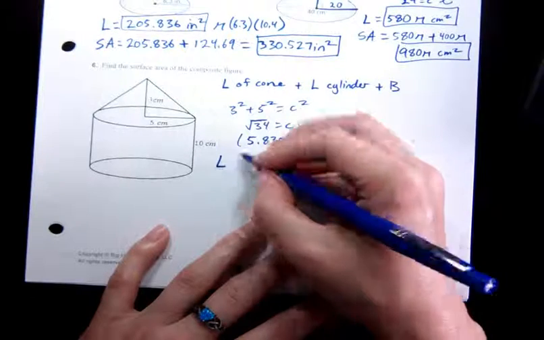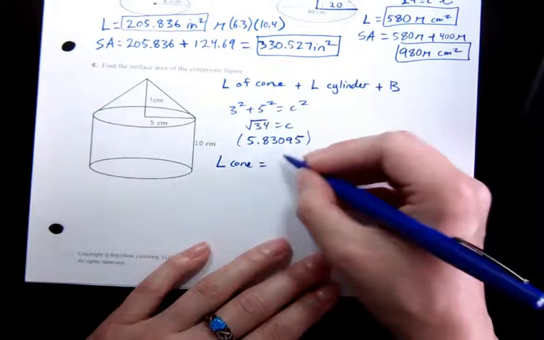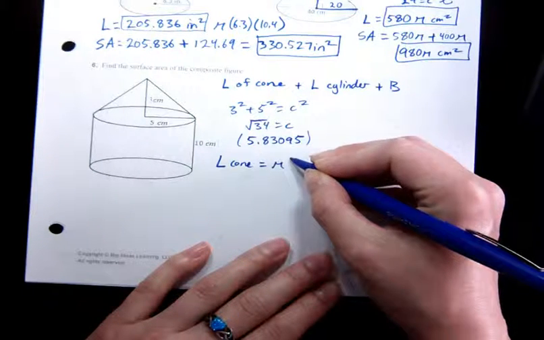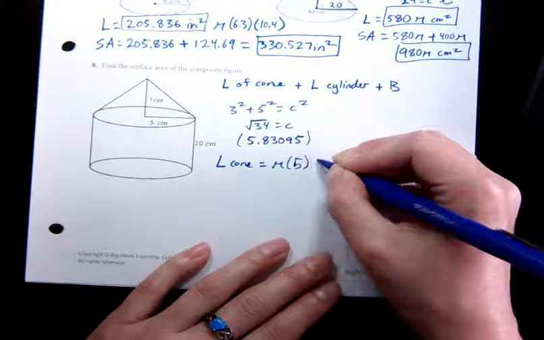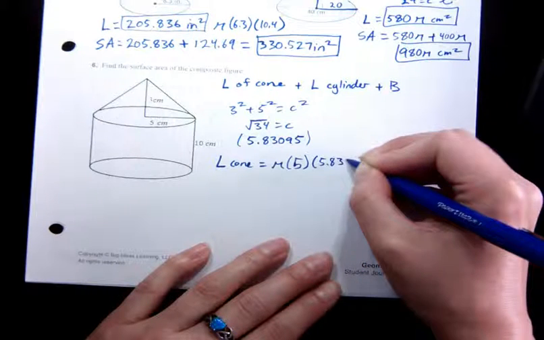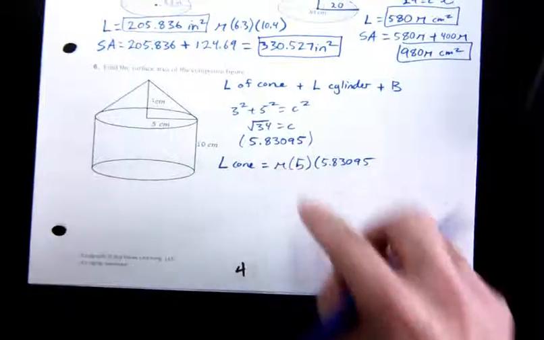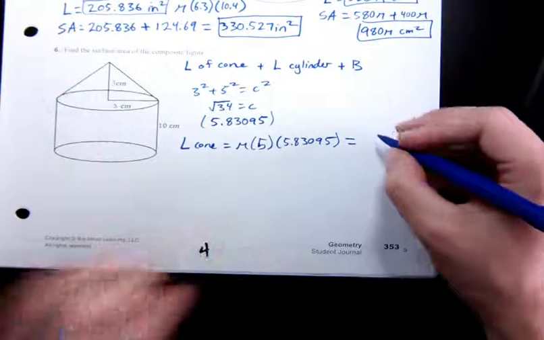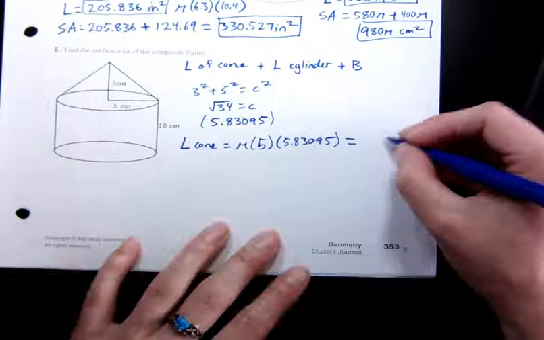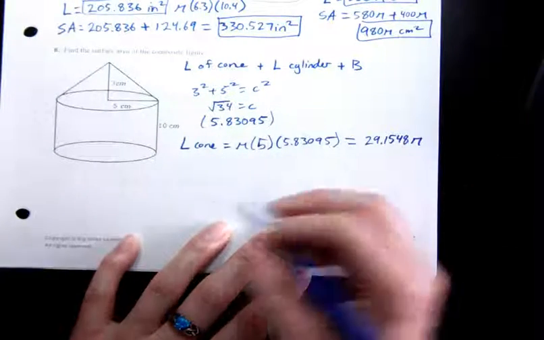So now let's do our lateral area of the cone. Pi times the radius times the slant height, 5.83 and 5 pi. All right. And we're going to leave pi as pi until the very last step. So what does that become? I got 29.1548. So 29.1548 pi. Right.